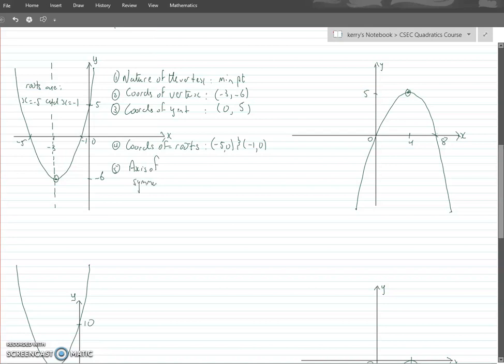And this is very easy. It is just x is equal to whatever the x value of the minimum point is. x is equal to -3. So we just want to be able to identify these things for these graphs.